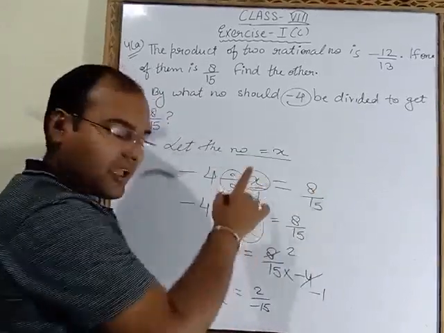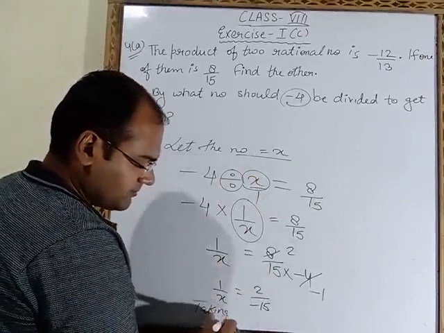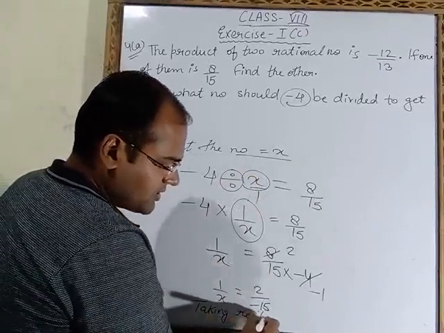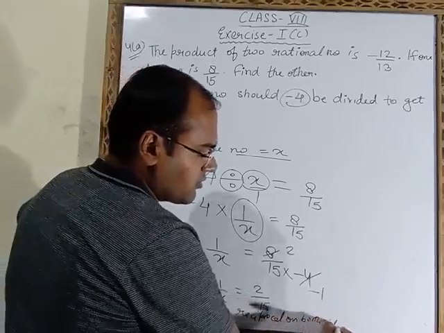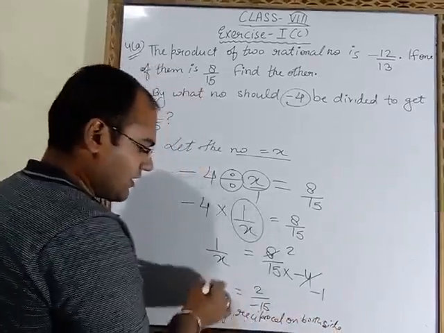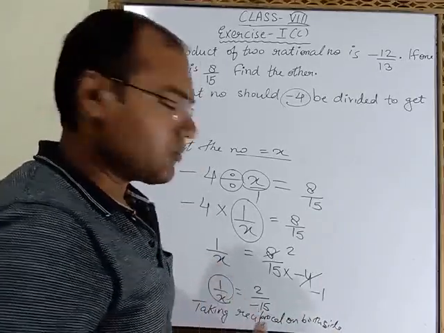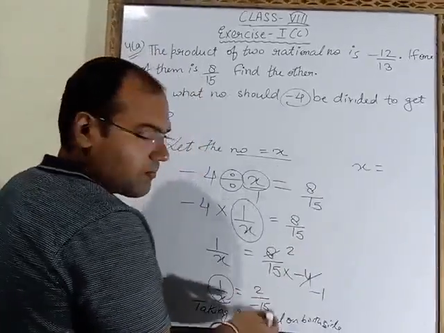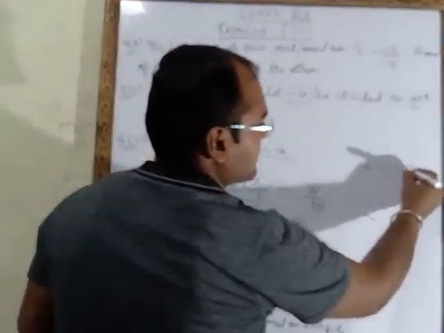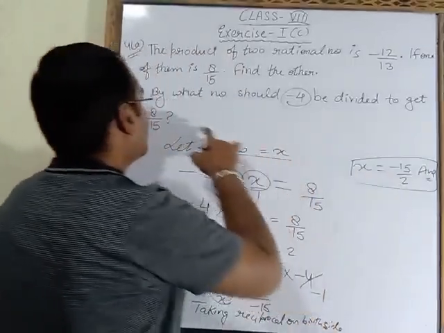Number is x. So what you have to do? You have to do reciprocal. So taking reciprocal on both sides, what we will do? This is the answer of 1 upon x. But we have to find the answer of x. So we have to take reciprocal. So reciprocal of 1 upon x will be x. Reciprocal of 2 upon minus 15 will be minus 15 upon 2. So this is your final answer of question number 5.